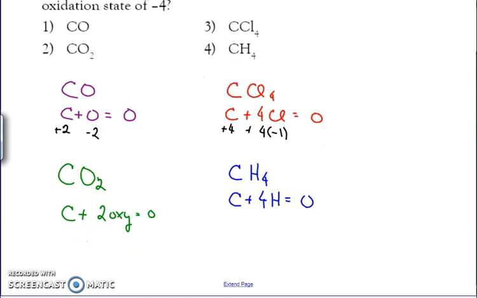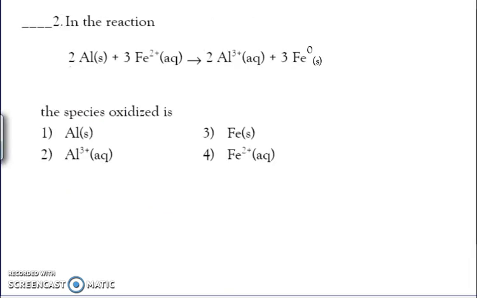Carbon dioxide. Oxygen is going to be a negative 2, so we have 2 negative 2s. Carbon must be a plus 4. And then the last one is CH4. The hydrogen is a plus 1, so we have 4 plus 1s, so therefore carbon has to be a negative 4. So there's your answer. CH4, carbon is a negative 4. Take a look at this one.